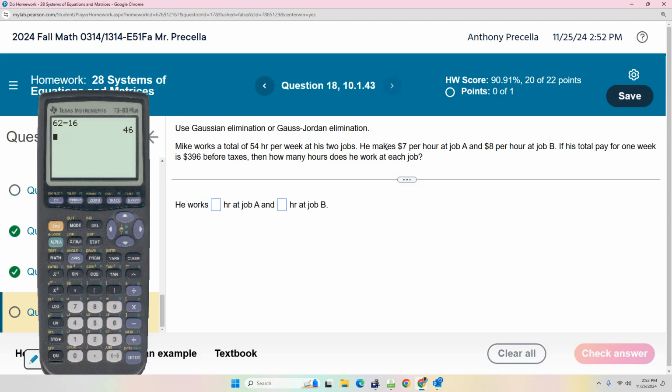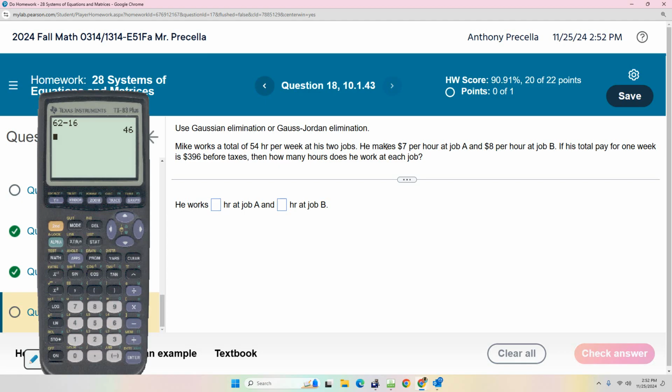I remember one time he worked a total of 98 hours per week, and that was just such a depressing problem here at the end of the semester. And that was the last problem I was working. One time he was working 104 hours per week, if I remember correctly, at these 2 low-paying jobs. But here it's only 54 hours per week at least.